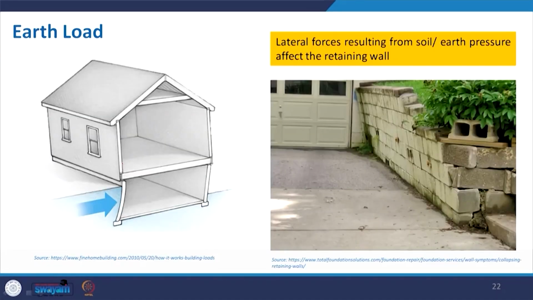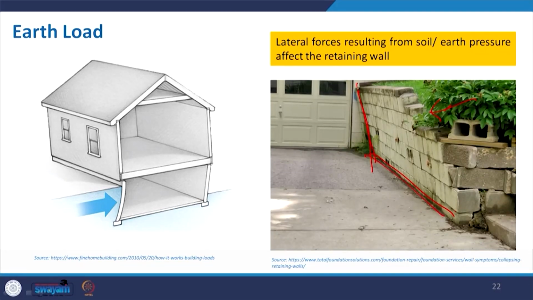This is the earth load. Basically, these are lateral forces resulting from soil or earth pressure that may sometimes damage the structure. You can see this is a retaining wall or boundary wall, and this earth is creating pressure on it, and it is not in a safe condition.